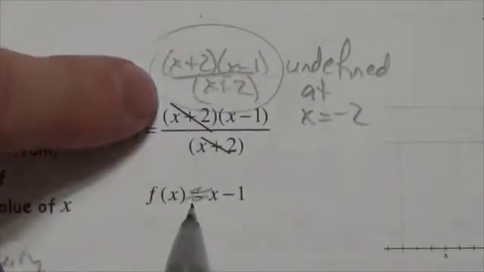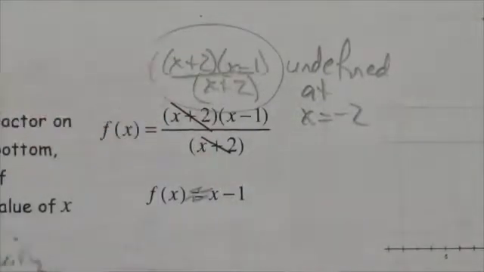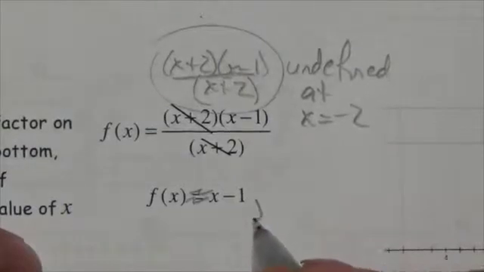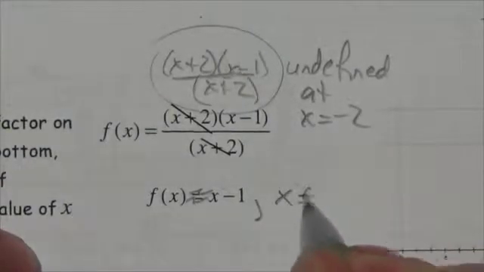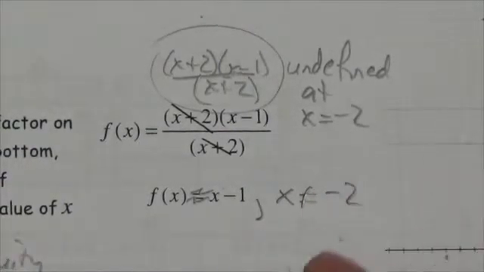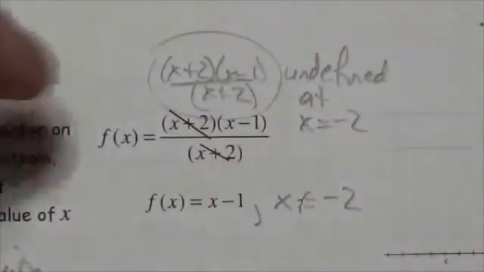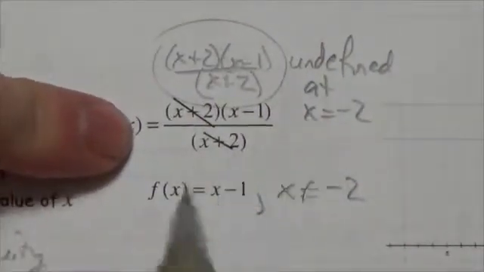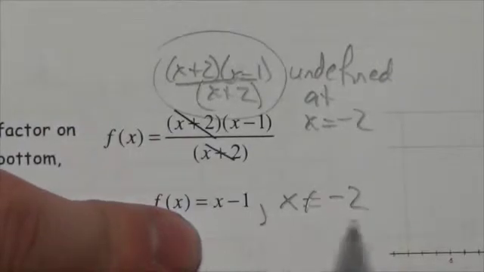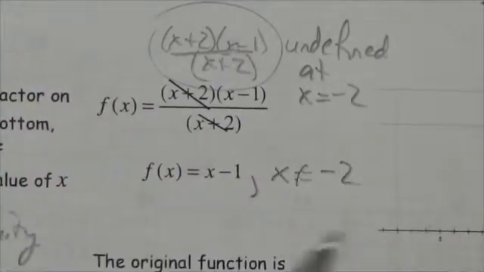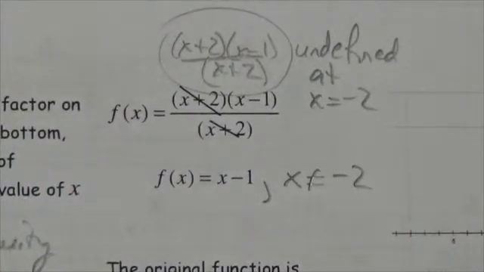So these aren't exactly equal. Now, I can make them equal by simply stating that x cannot equal negative 2. And as soon as I do that, now this expression is equal to this expression with this little added bit here. And this is what I mean by a removable discontinuity.